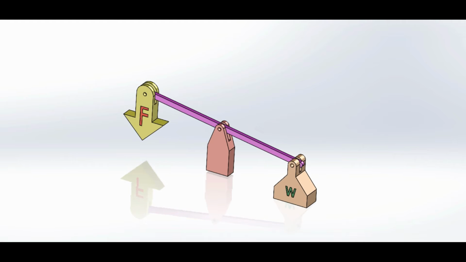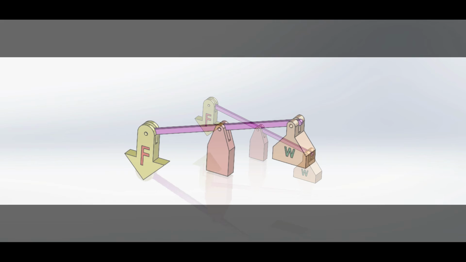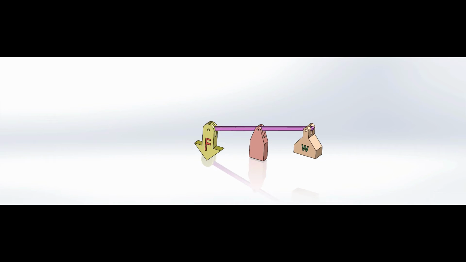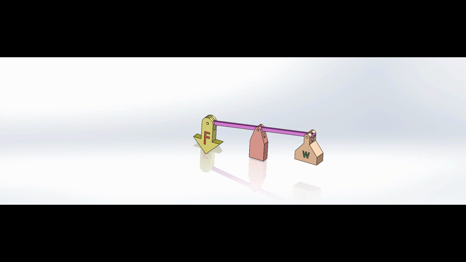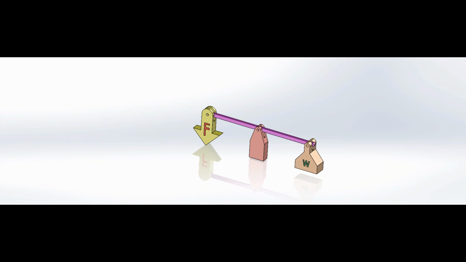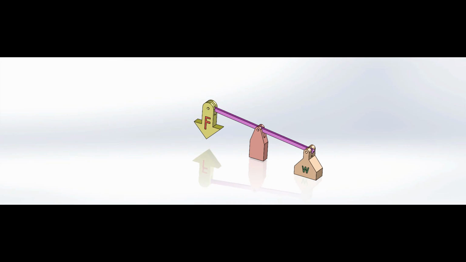Let's move towards the types of lever. There are three classes of lever. In the first class, the fulcrum is in between load and effort. Some examples of the first class are crowbar, scissor, seesaw, and pliers.